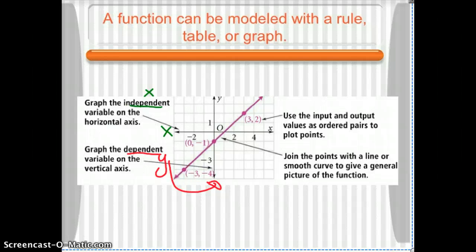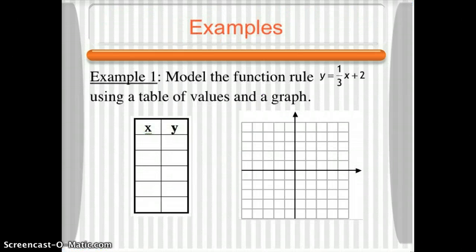And then often we end up joining the points with a line or smooth curve so we can have a general picture of the function. We like to see a pattern a lot of times. Okay, we don't always connect, but when we do, that's why we like to see it.